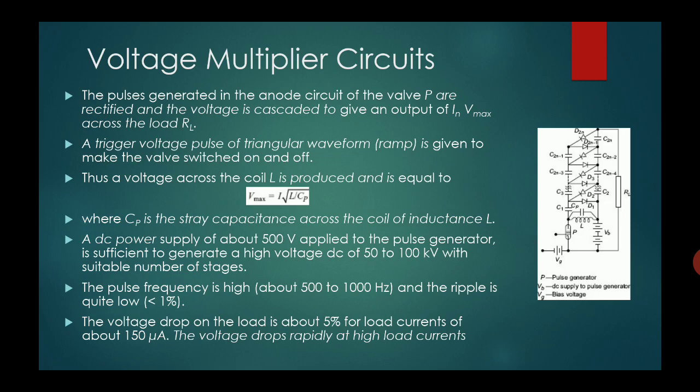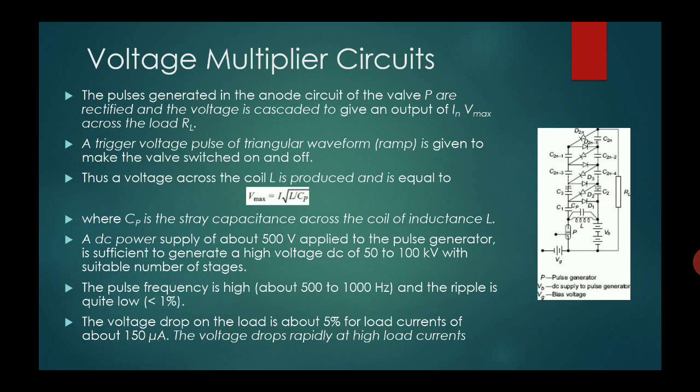The trigger voltage pulse of a triangular waveform or ramp is given to make the valve switch on and off. Thus a voltage across the coil L is produced and is equal to Vmax, that is I into root over L by Cp, where Cp is the stray capacitance across the coil of inductance L.